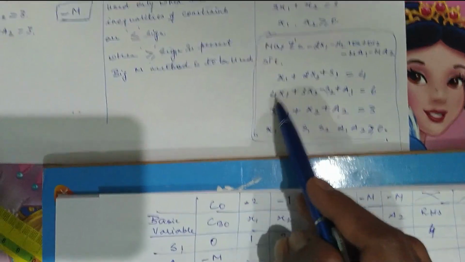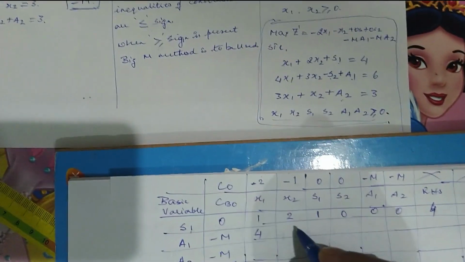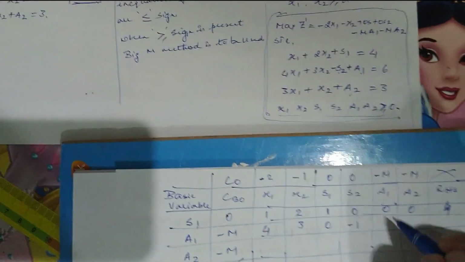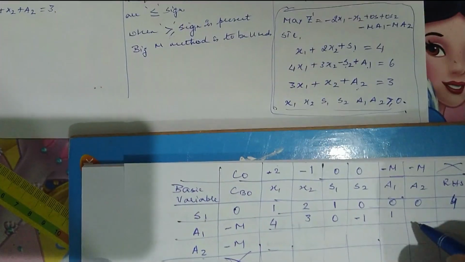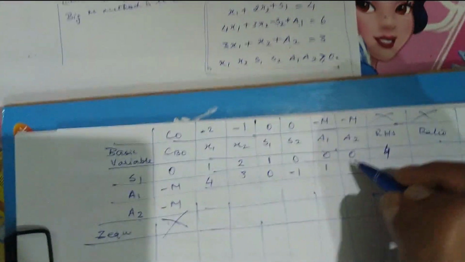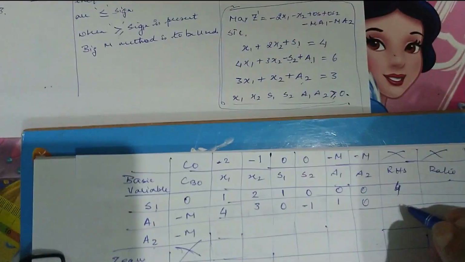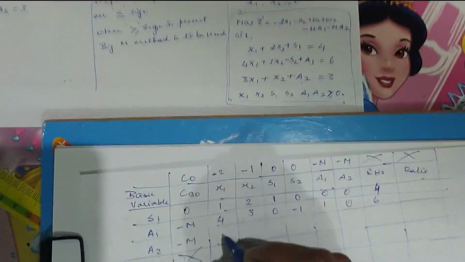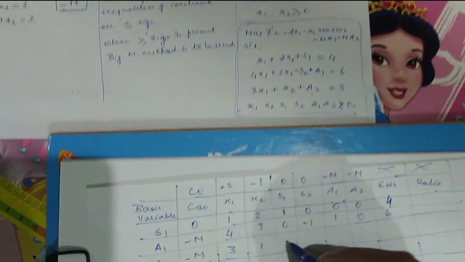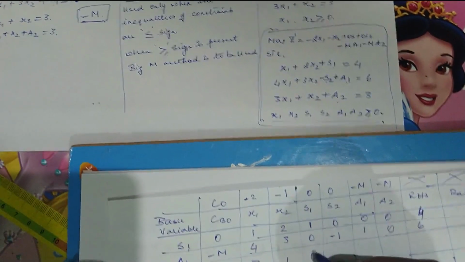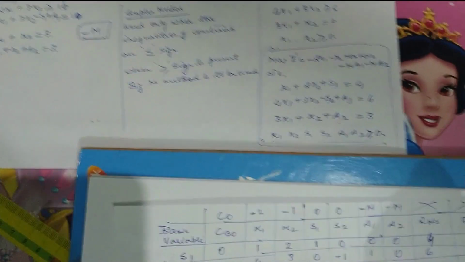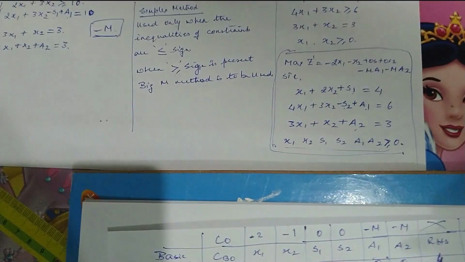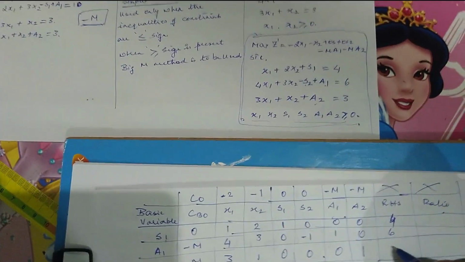To fill up the cells of the second row corresponding to artificial variable a1, I'm going to take the values from the second equation. So here it is 4, 3, s1 is not present, s2 is minus 1, a1 is present in that equation so I'm going to write its coefficient as 1, a2 is not present, and the constant is 6. Similarly the third row is also filled up: 3, 1, s1 is not present, s2 is not present, a1 is not present, and a2 is present there, so the coefficient of a2 in the third constraint is 1, and the constant is 3.